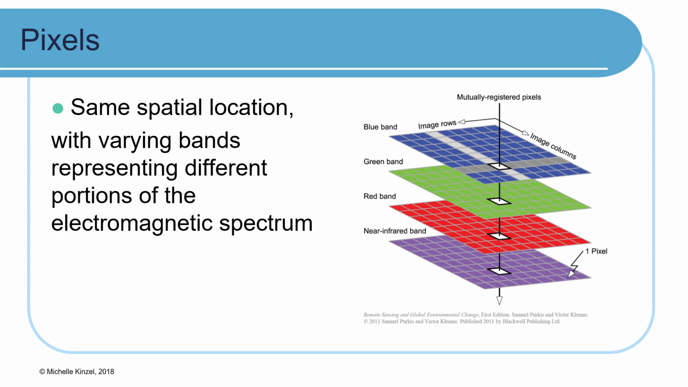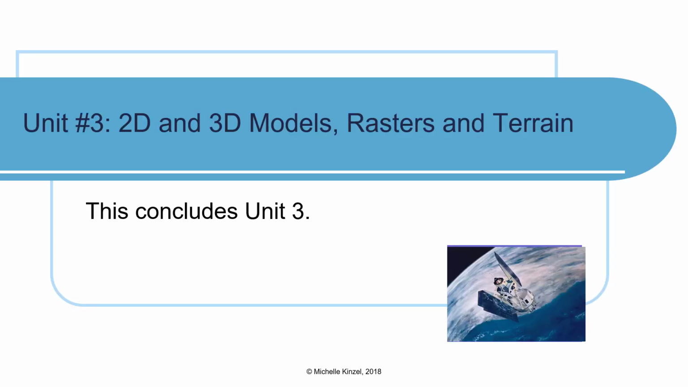We are familiar with the concept of pixels, and it's the same spatial location with various bands representing different portions of the electromagnetic spectrum. So in this example, we are introducing a new term, mutually registered pixels, and you can see that the arrow is drawn through that 1 pixel from the blue band, green band, red band, and near infrared band. And this concludes 2-dimensional and 3-dimensional models. Thank you.